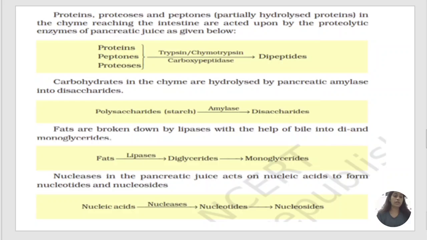Then we have the fourth one, which are the nucleases in the pancreatic juice, which act on the nucleic acids to form nucleotides and nucleosides. So you can see in the reaction, the nucleic acids are getting converted into nucleotides and further into nucleosides with the help of the enzyme called nucleases.